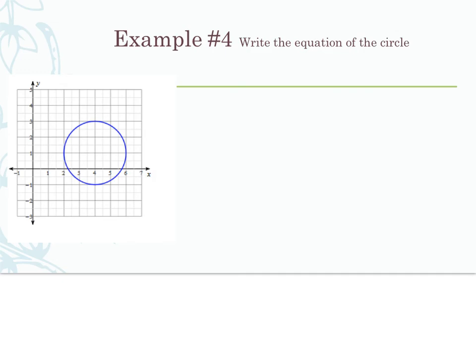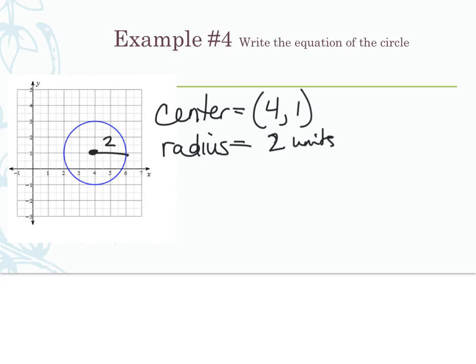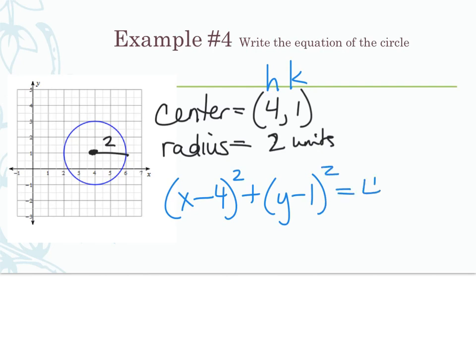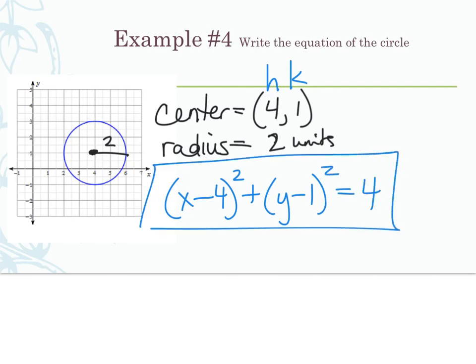Example 4. Try this one on your own and then look at my answers. Okay, I've filled in the center and the radius. Be careful with that center; you need to make sure you count it from the origin. So here's your h, here's your k, write your formula. Change h, so change the sign on that, change the sign on the k, square your r. 2 squared is 4. All done.